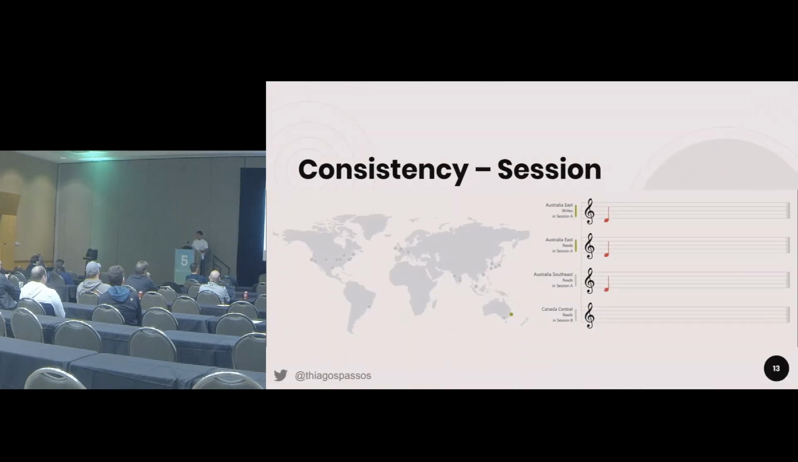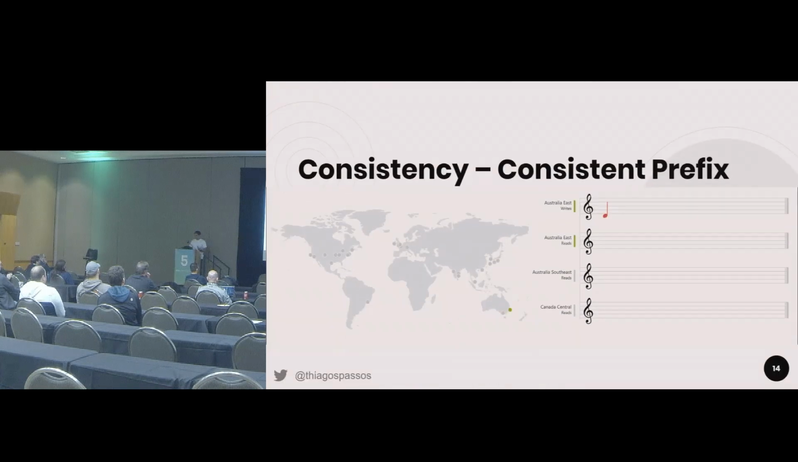Then you have the session, which is the default consistency level in Cosmos when you create an instance. All the regions in the same session will have that strong consistency, and any other region will have a slight delay, which is going to be more than the bounded staleness. It's not going to be a big deal either.